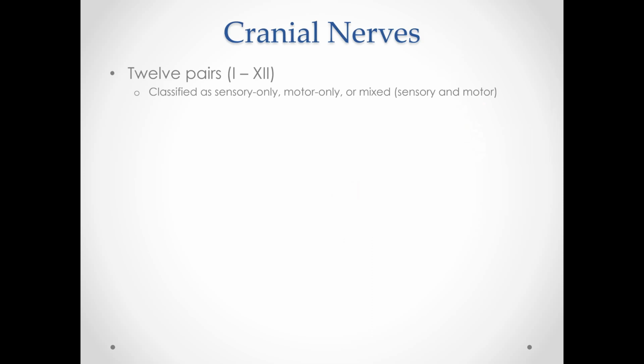So there are 12 pairs of cranial nerves, and we usually use Roman numerals to differentiate between the cranial nerves. And each cranial nerve is classified as either carrying only sensory information, carrying only motor information, or a mixed nerve, meaning it carries sensory and motor information. And you only need to know the details that are covered in this PowerPoint. I'm not going over all of the details that are in the chapter.